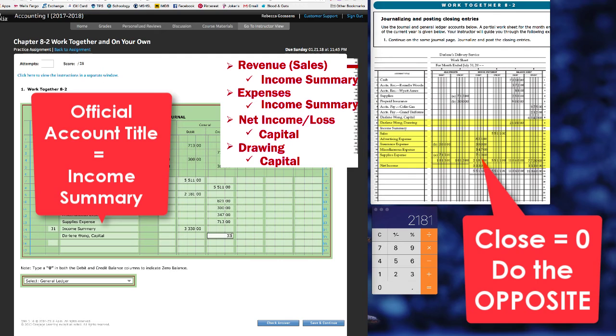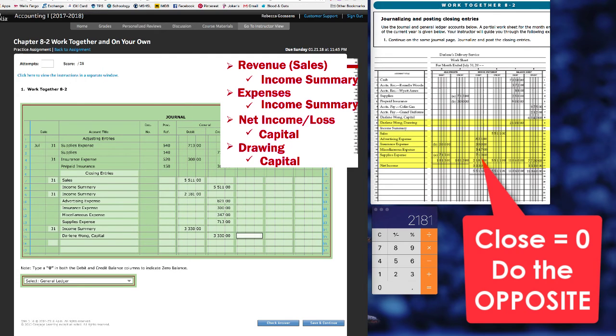Name my 3,330. That last tricky account that we previously lumped away was our drawing account. Drawing, you'll see, was a debit, so I need to do the opposite to close it out, so I would need to credit it. On the 31st here, my credit always goes in the second line, so Darlene Wong drawing is going to be my credit, and drawing was 2,100.